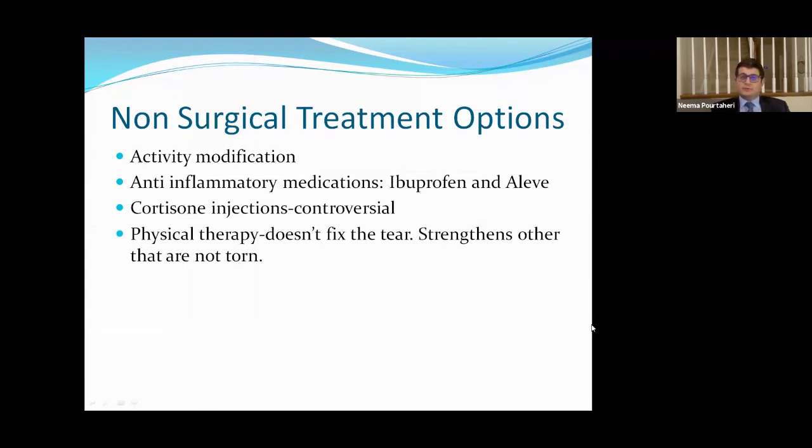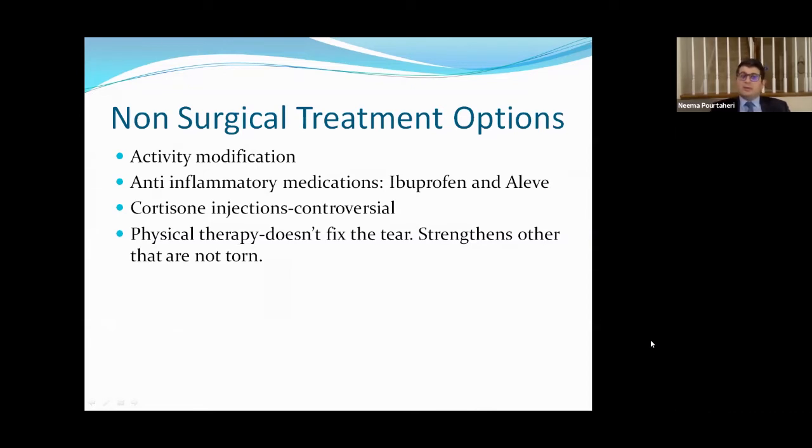So non-surgical treatment options for rotator cuff tears. Activity modification. What I mean by that is avoiding overhead lifting or heavy lifting. You can try anti-inflammatory medications like ibuprofen or Aleve. Cortisone injections, some doctors do inject people with rotator cuff tears with cortisone. It's a bit controversial. It's not my preferred method of treatment, but some doctors do that.